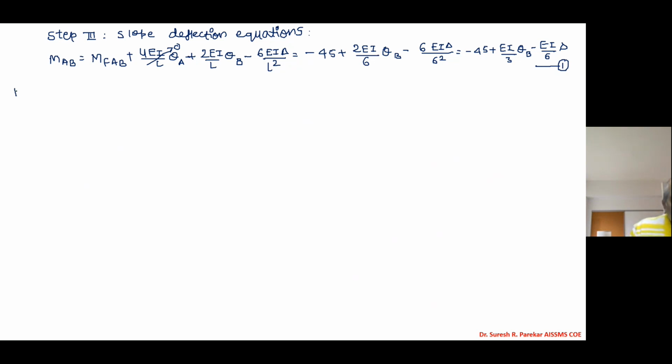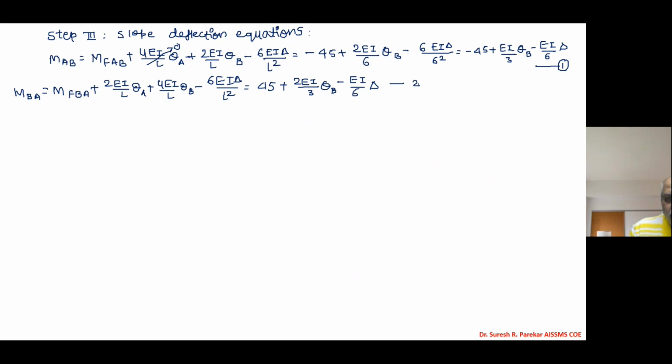Then we will go to MBA. So we have MFBA plus 2 EI upon L theta A plus 4 EI upon L theta B minus 6 EI delta upon L. And if we substitute the values, we will get 45 plus 2 EI by 3 theta B minus EI upon 6 delta. This is equation 2.